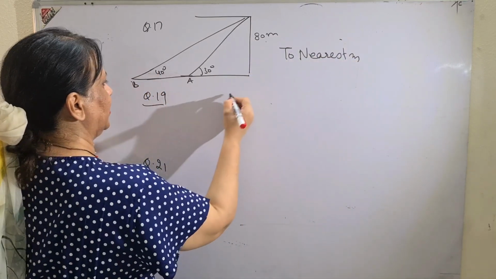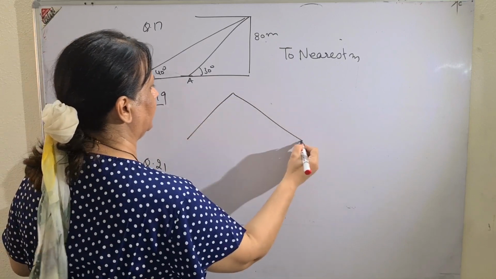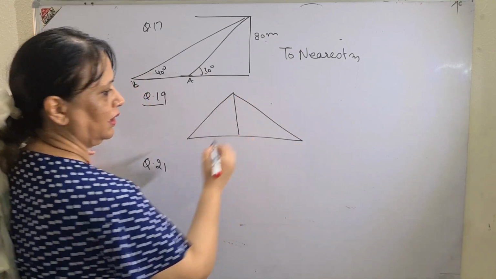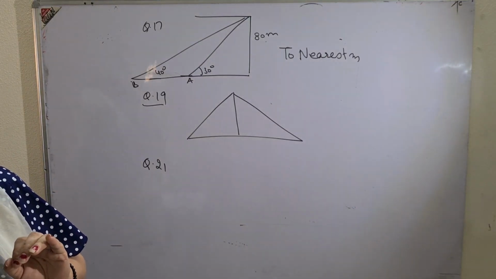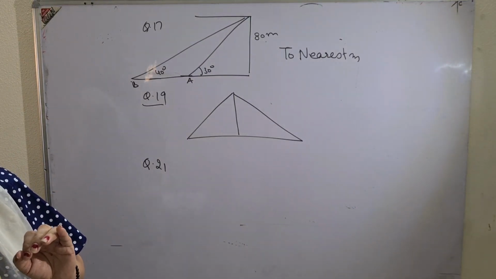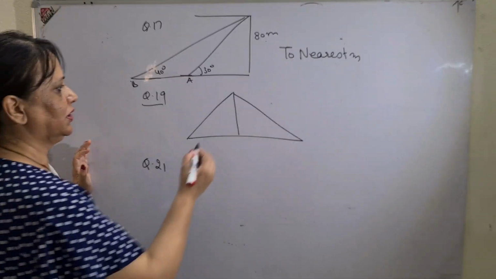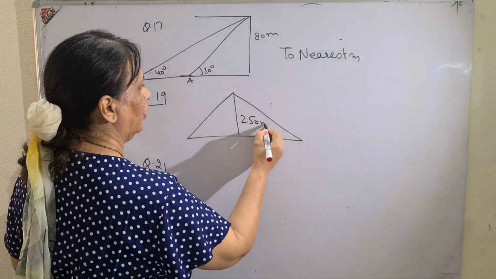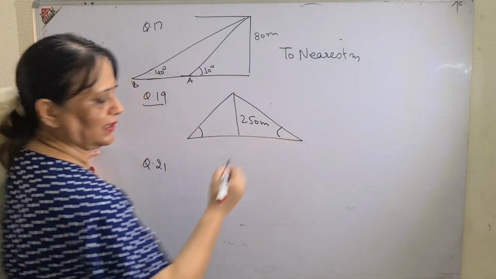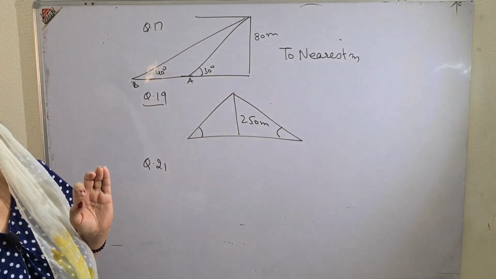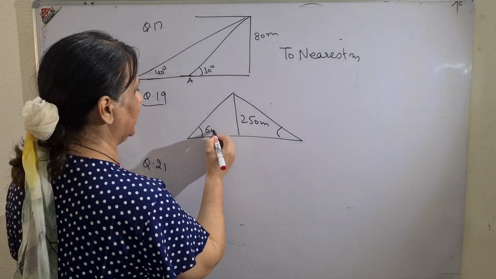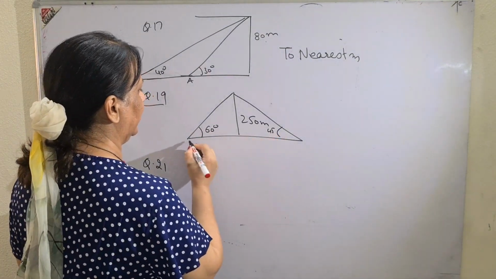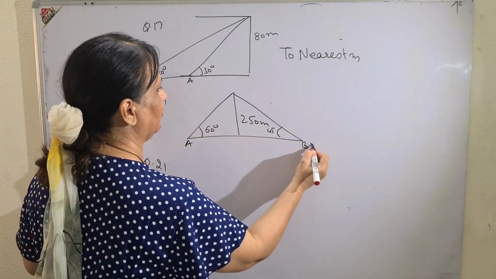Now similarly question number 19, but now the ships are on the opposite side. This is an aeroplane at an altitude of 250 meter, on the opposite banks. So this is 250 meter, opposite banks, and the angles are 45 degree and 60 degree. So 60 degree and 45 degree. Again you have to find the distance between the two ships.